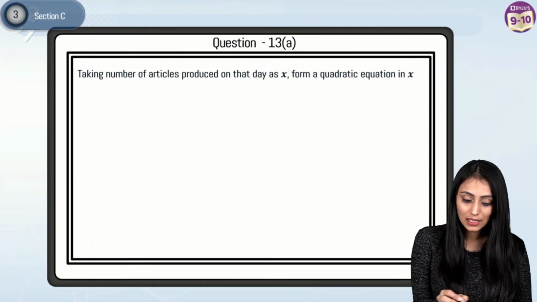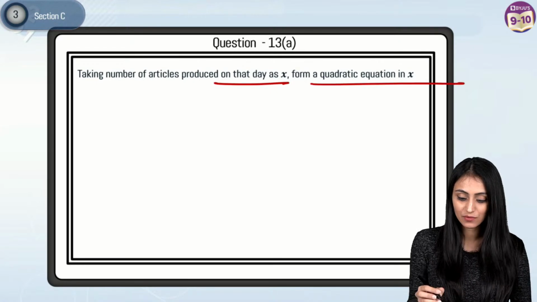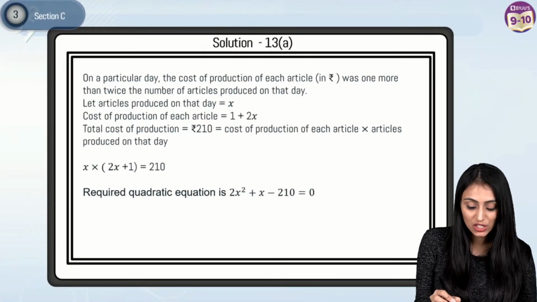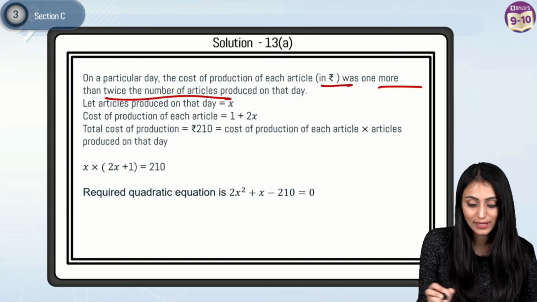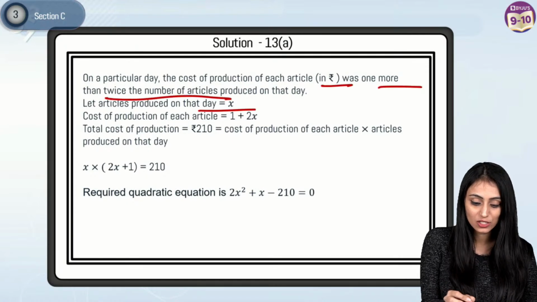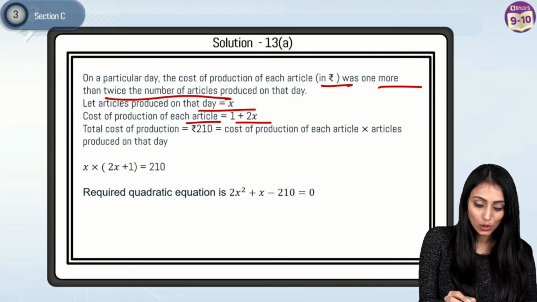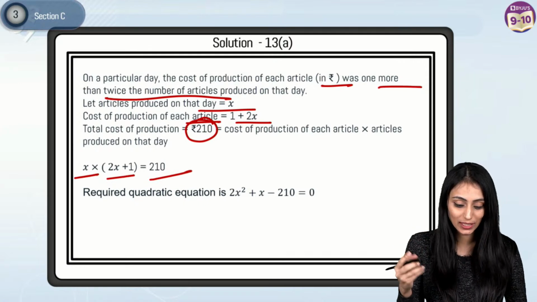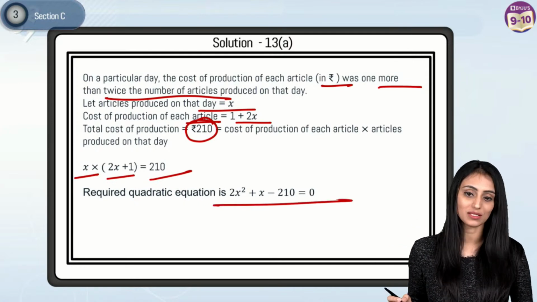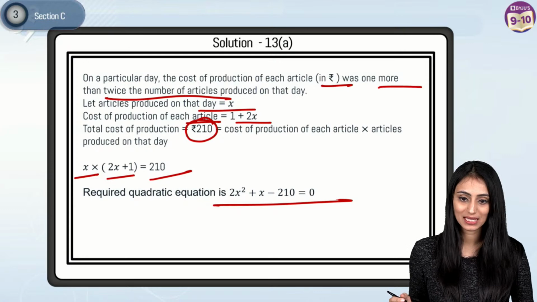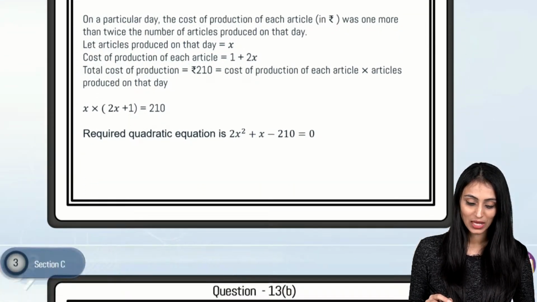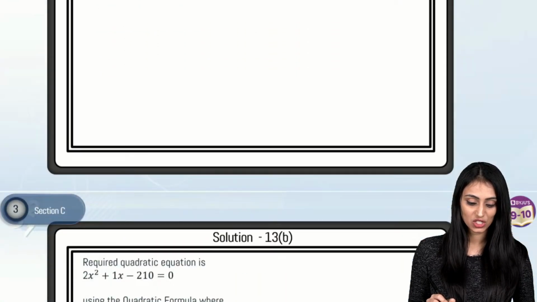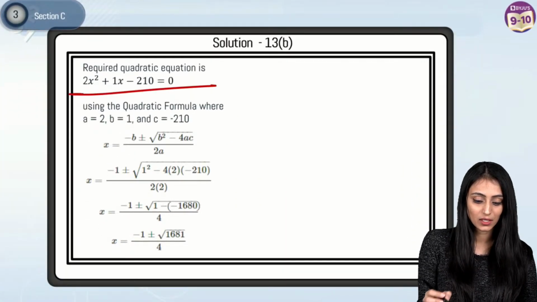Taking the number of articles produced on that day as x, we have to form a quadratic equation in x. On a particular day, the cost of production of each article in rupees was one more than twice the number of articles. The number of articles is x, so the cost would be 1 plus 2x. The total cost of production is 210. That's going to be x times (2x plus 1) equal to 210. So the quadratic equation on simplifying would be 2x squared plus x minus 210 equals 0. Now we need to find the number of articles produced, that means the value of x, and the cost of each article also.